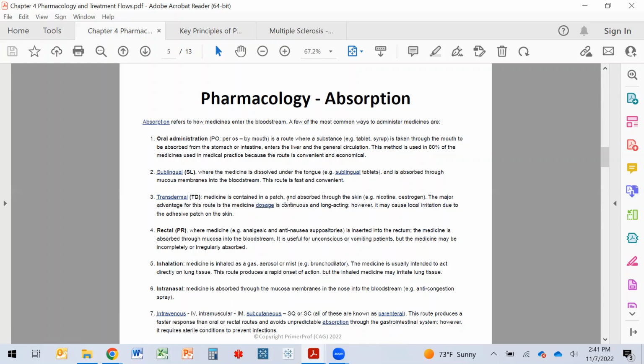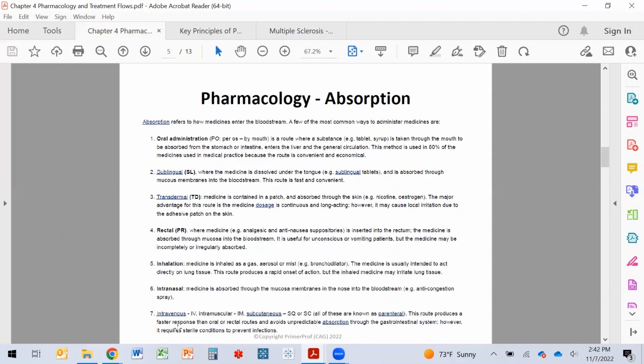Transdermal, which means it's contained in a patch and absorbed through the skin. Rectal means the medicine is inserted into the rectum. Inhalation, where it's inhaled as a gas, aerosol, or mist. Intranasal, which is different, which is absorbed through the mucosa of the nose and into the bloodstream. And finally, parenteral administrations. So there are intravenous, intramuscular, subcutaneous, SQ or subQ.